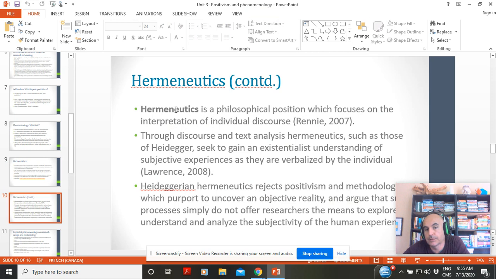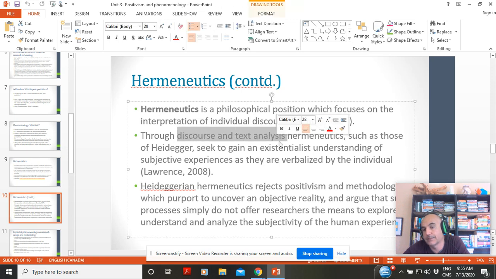So a bit more on hermeneutics. It's a philosophical approach which focuses on interpretation of individual discourse. Through discourse and text analysis, hermeneutics such as those of Heidegger seek to gain an existential understanding of subjective experience as it is verbalized by the individual. So as you see, discourse and discourse analysis is going to be very important in hermeneutics.